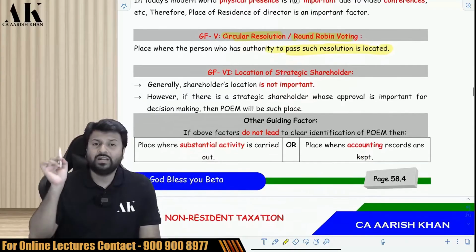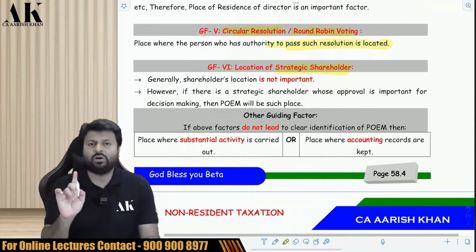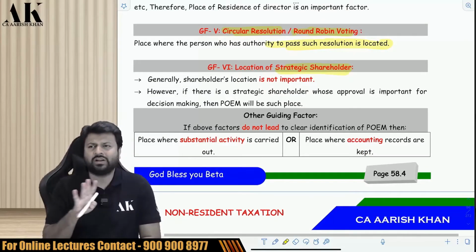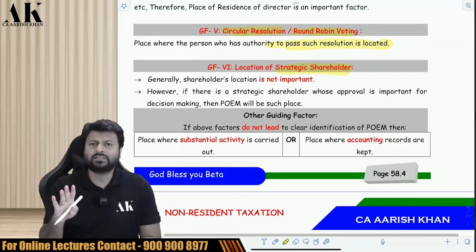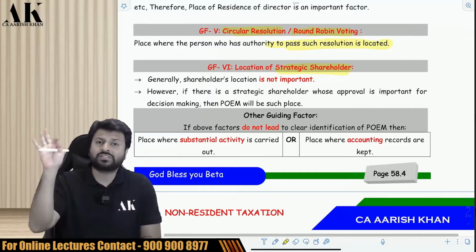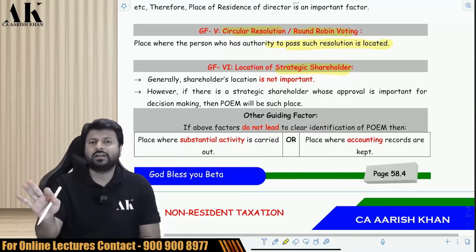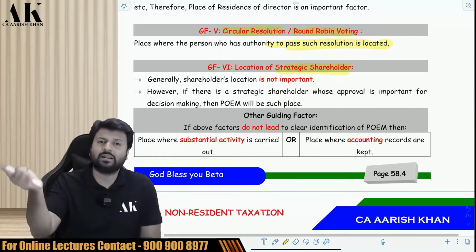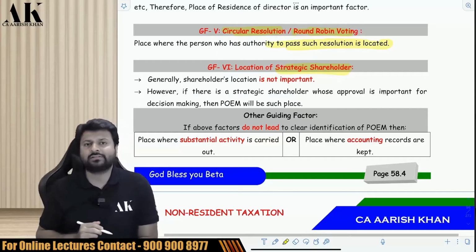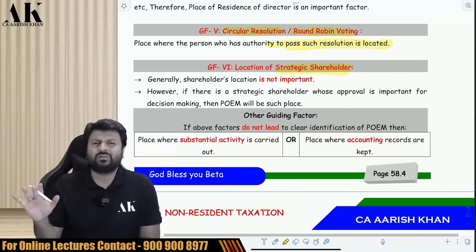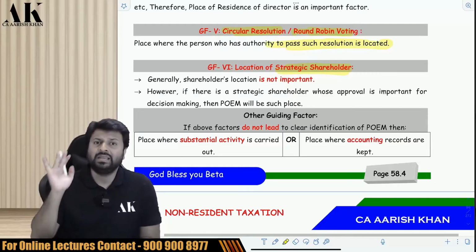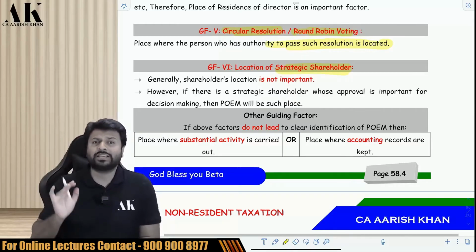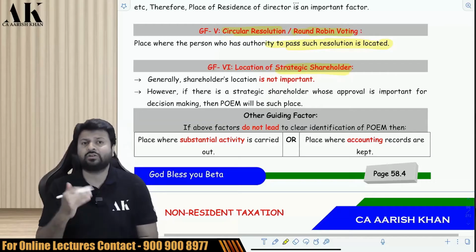If the location of strategic shareholders, generally the location of shareholders is not important to determine the place of effective management, but the location of strategic shareholders, who are they? Those shareholders who are investing a substantial amount in the company are considered strategic shareholders. Generally, small shareholders are not relevant to determine the residential status or POEM of any company, but the strategic shareholders can be important to determine the residential status or POEM of the company.